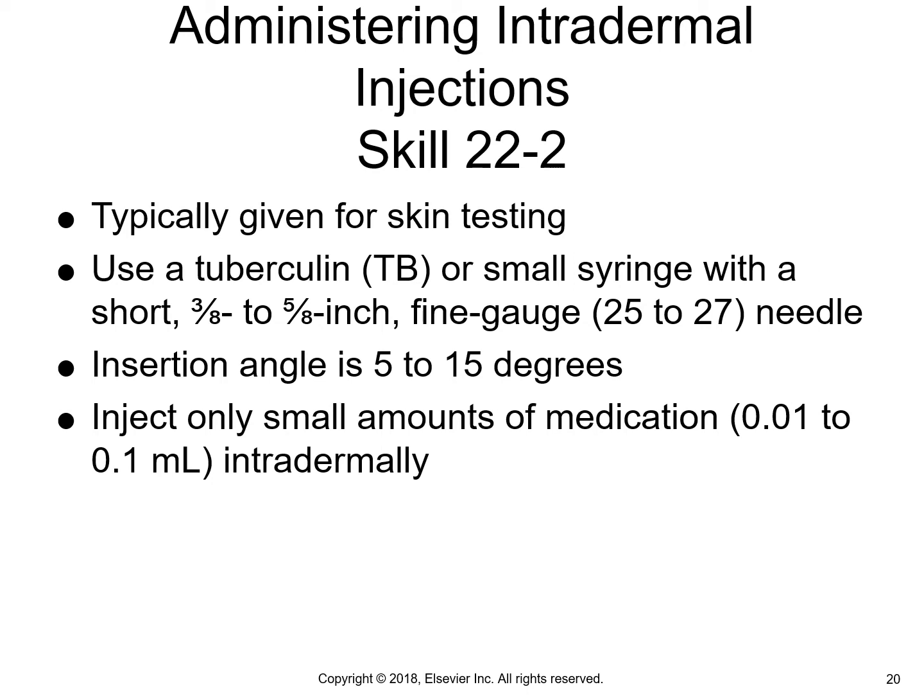They're all the same. Okay, what I want you to listen to carefully is that these are always done in the same way. Okay, we use a tuberculin 1 ml syringe with a short 3/8 to 5/8 inch needle, very fine gauge, very thin needle, 25 to 27 gauge. We insert at 5 to 15 degrees. This is important information. TB syringe, angle of insertion 5 to 15.